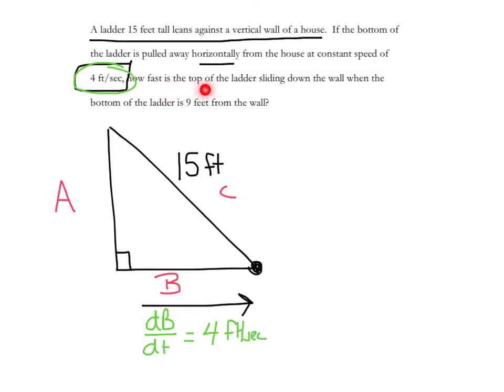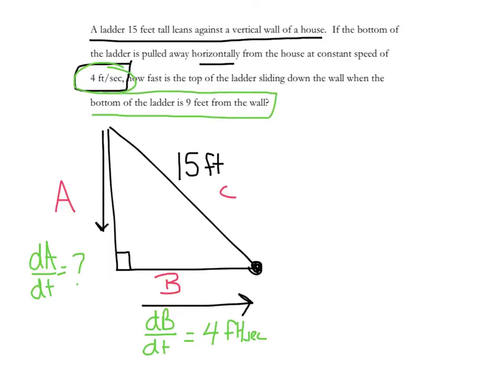How fast is the top of the ladder sliding down the wall? So can you picture this ladder coming down? So let's just put an arrow. This is coming down. So I'm finding dA/dt. That's what they're asking for. How fast is that coming down the wall? Specifically when the bottom of the ladder is 9 feet from the wall. So bottom of the ladder, 9 feet from the wall. So they're telling me b equals 9.